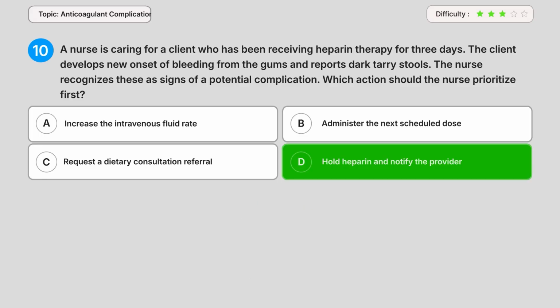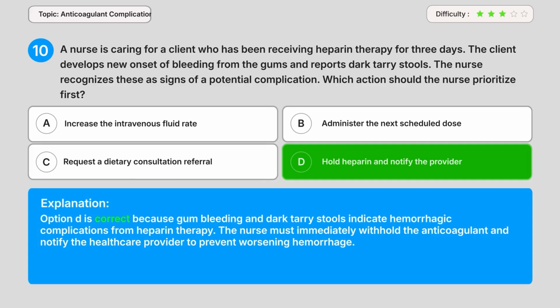Correct answer, D. Hold heparin and notify the provider. Explanation: option D is correct because gum bleeding and dark tarry stools indicate hemorrhagic complications from heparin therapy. The nurse must immediately withhold the anticoagulant and notify the healthcare provider to prevent worsening hemorrhage.